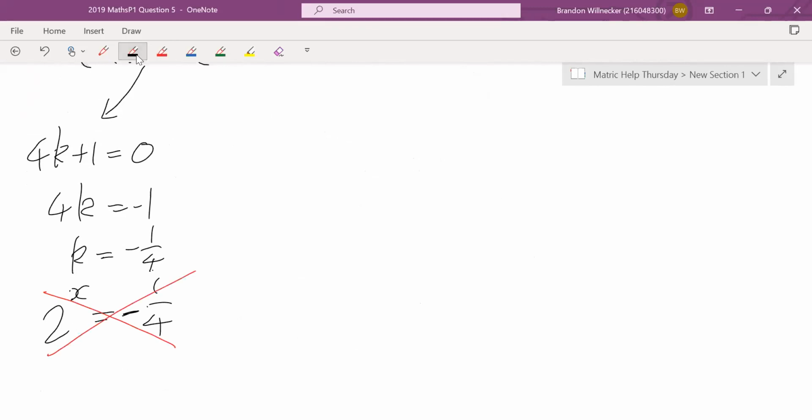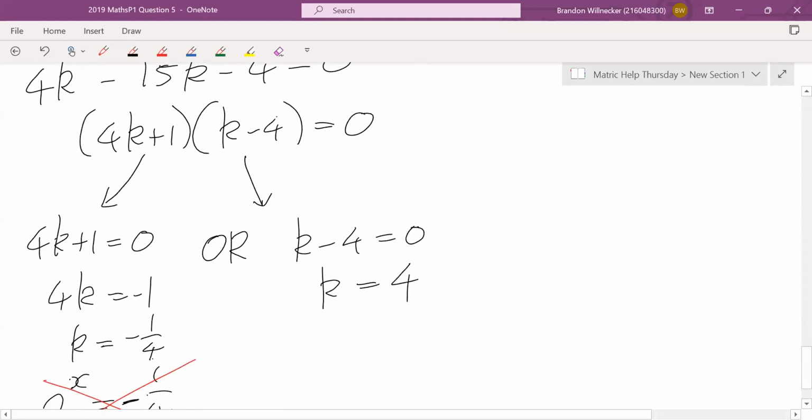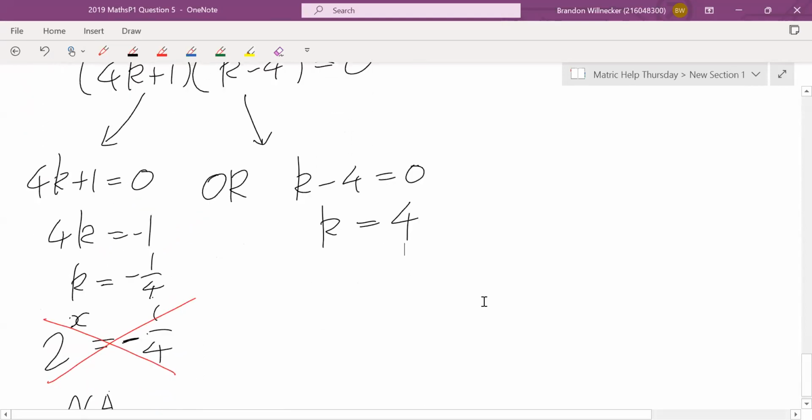That's not going to help us. Okay, invalid solution. You can also write NA, not applicable. Okay, whatever you need to do, cross it out, write NA, write no solution, just write something to make it clear that you are not accepting that. Okay, on the other side, this looks a bit more promising. Or k minus 4 is equal to 0. So k is equal to 4. Okay, that's good. It's positive, which means we can actually solve this.